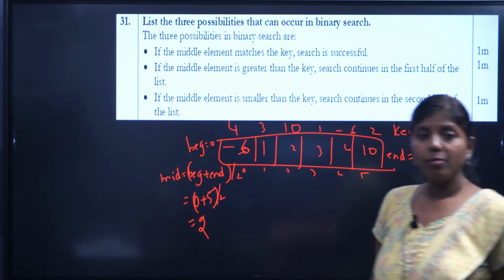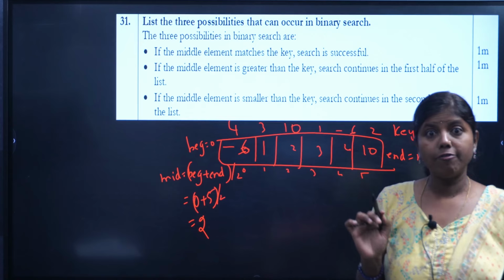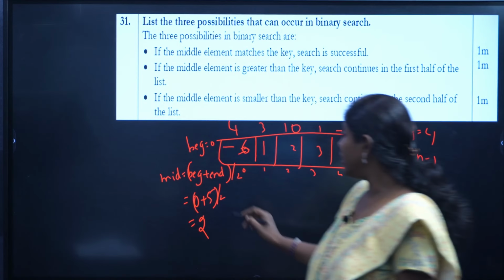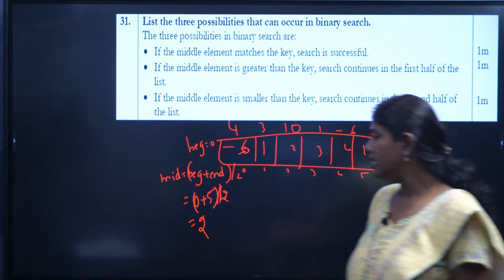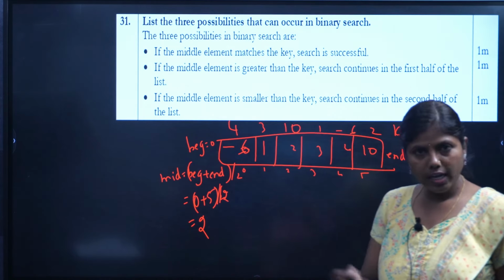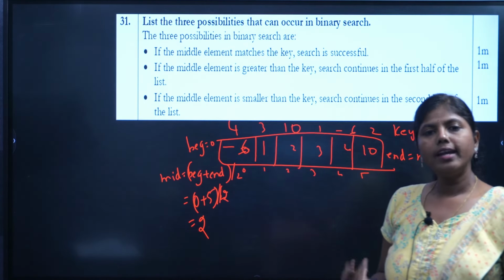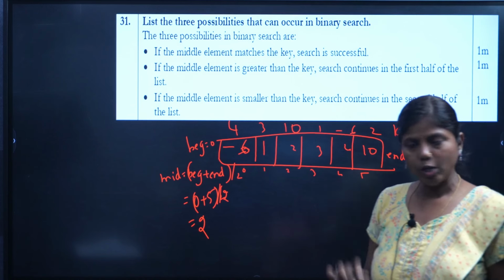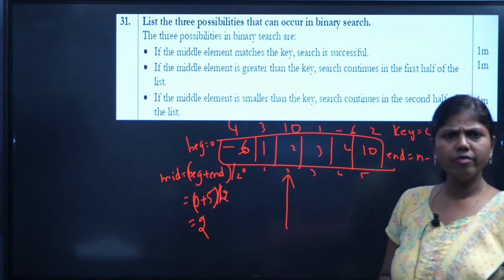2 only. Ma'am, why are you telling 2? 5 by 2 is 2.5. Definitely 2.5, but we will ensure that we take the integer part of it. Out of 2.5, I'm truncating the decimal point and taking only the integer part. That's going to be 2. So, is 2 equal to 4?